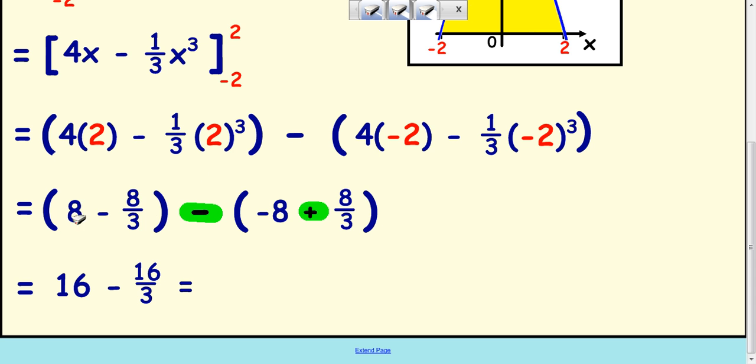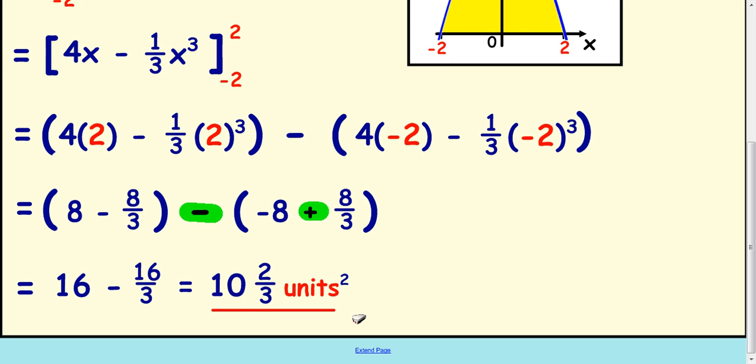You can put a middle line in there if you wanted to, by multiplying the bracket out. Now 16 over 3, how many 3's in 16? Well, there's 5 with 1 left over, so 16 take away 5 1/3. Well, that's going back to 10 2/3 again. Same answer, obviously. So two ways to do that. You just choose whichever way works for you best.